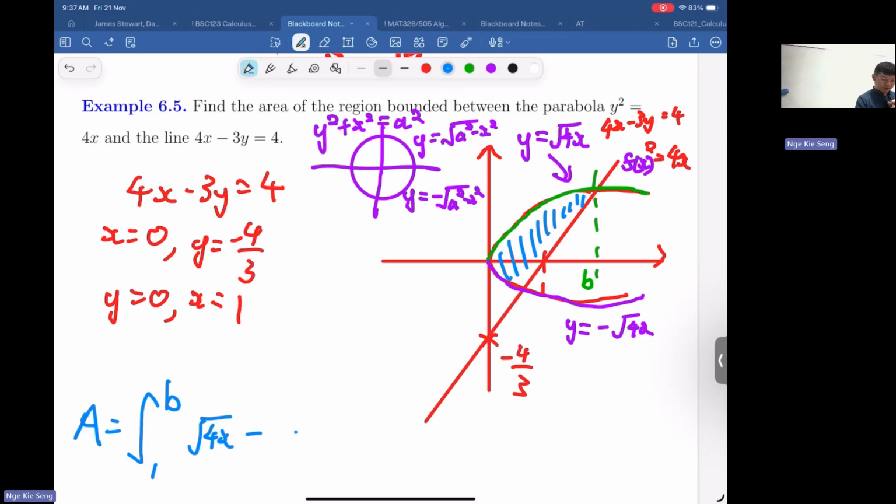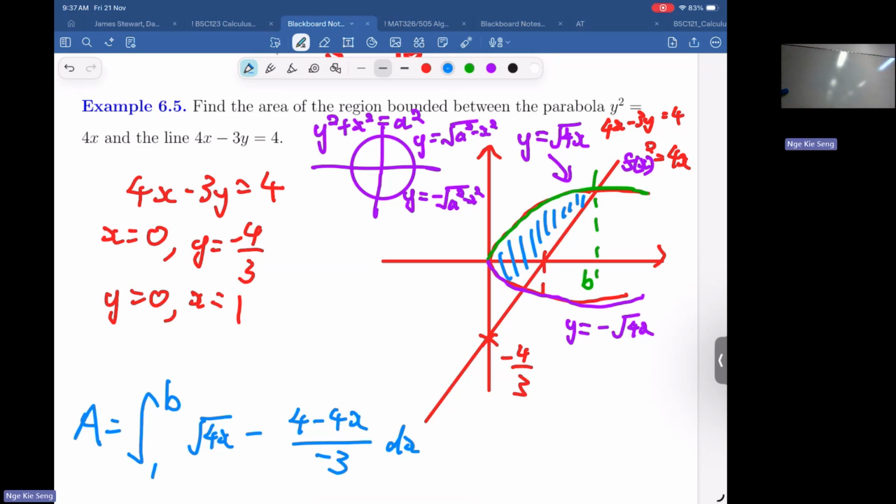y equals 4 minus 4x over minus 3, dx. Okay, so this is the first part. But the second part, okay, what about the second part?